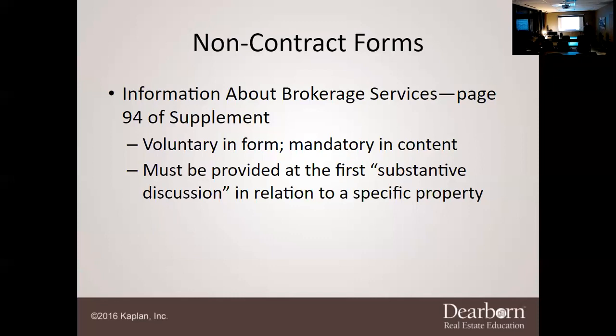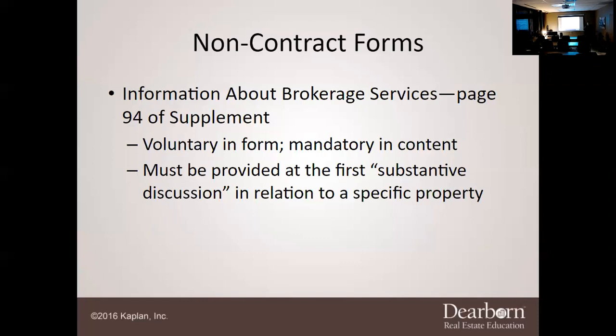So if I get on the phone and Mr. Keith calls me and he starts asking me a lot of questions about my listing, guess what? I have an obligation to send Mr. Keith the information about brokerage services and the consumer protection form. Because the fact is, we're having substantive information.